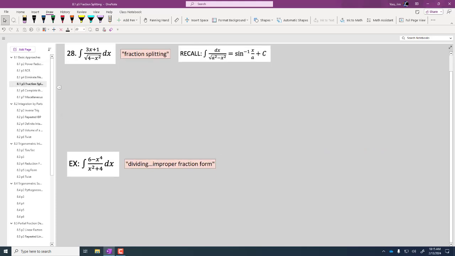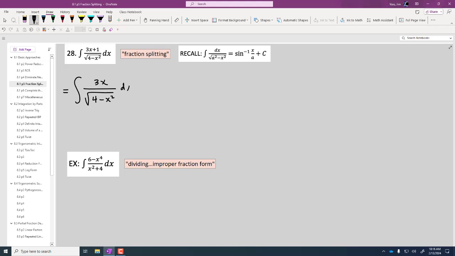So another common technique is called fraction splitting. Fraction splitting is when you have more than one term up in the numerator and you have one term in the denominator and you're going to distribute it into the numerator. You're going to distribute that single denominator into each term in the numerator. So here we could rewrite this as the integral of 3x divided by square root 4 minus x squared.